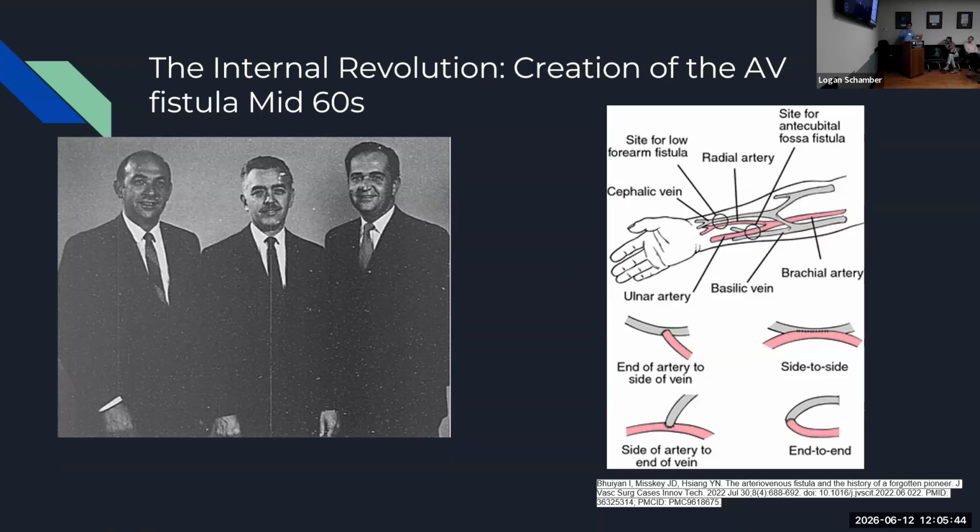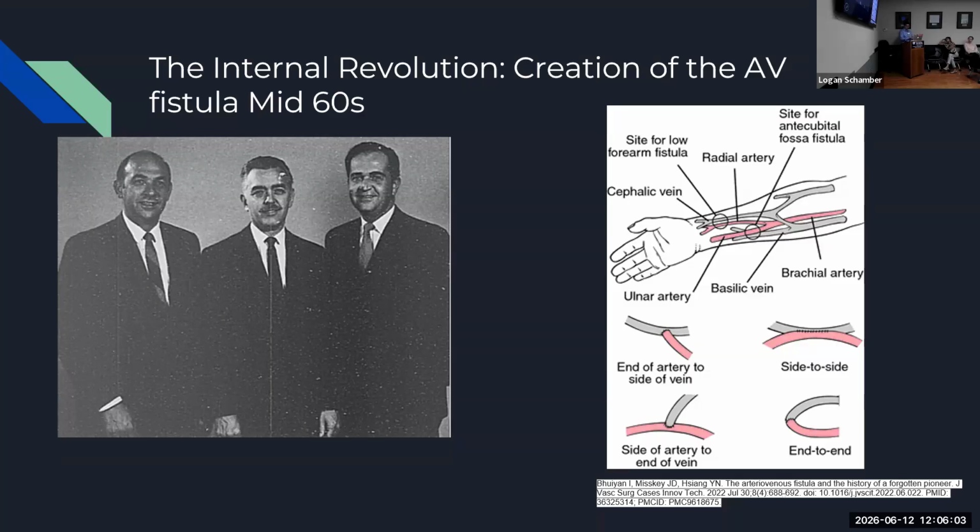Again, off the back of Dr. Scribner's innovations, nephrology and vascular surgery were trying to find better alternatives to external shunts. Dr. Brescia and Dr. Cimino were experimenting with percutaneous venipuncture using 12 to 16 gauge needles.